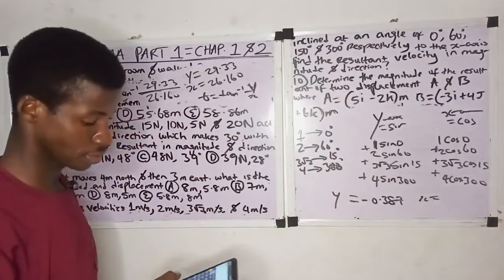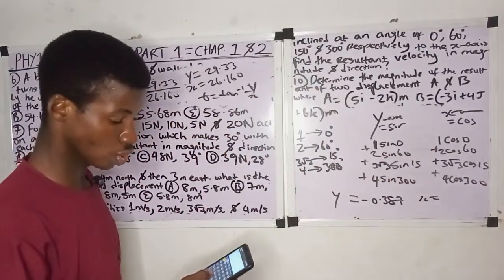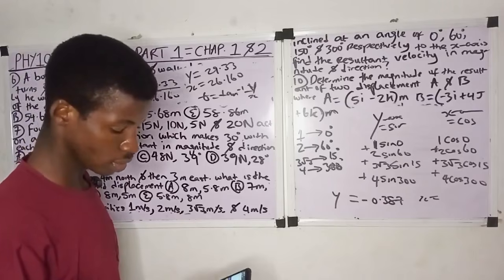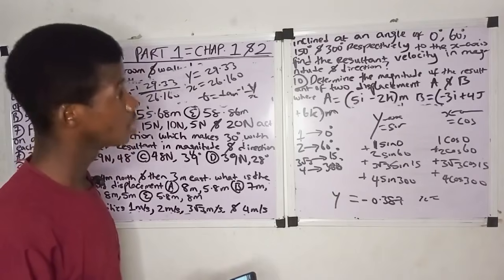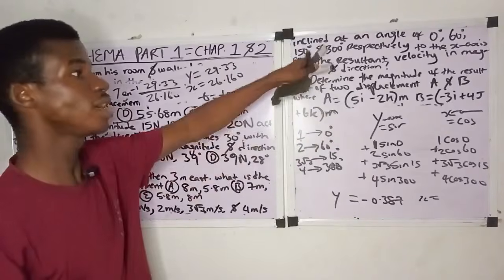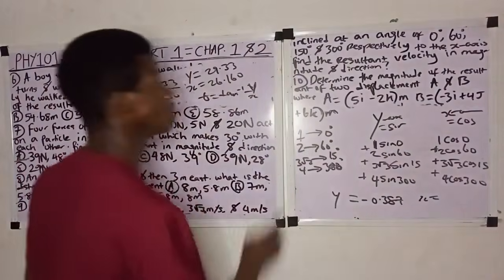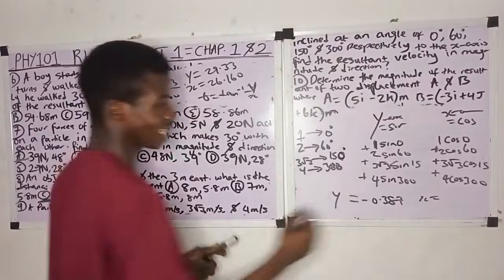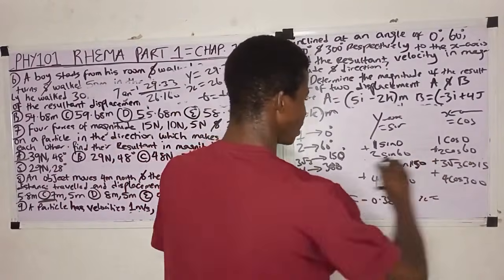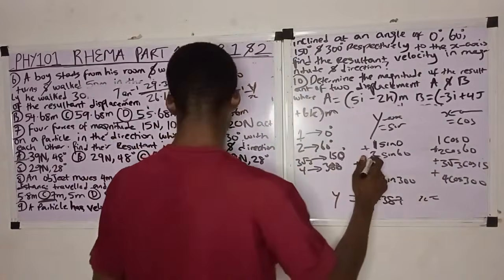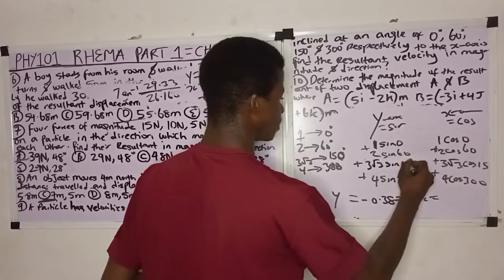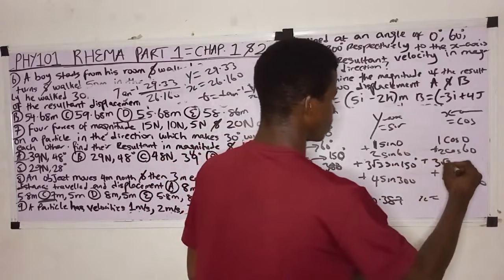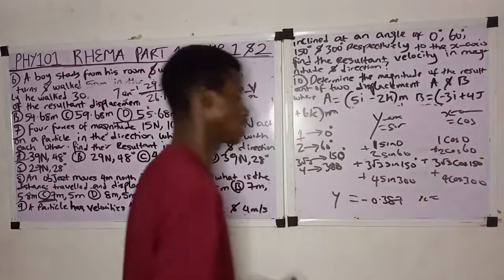1 cos 0 plus 2 cos 60 plus 3 root 3 cos 15. Okay, thank God, it is 150. Thank God I remembered early. It's 150 degrees, not 15. So plus 3 root 3 sine 150, and plus 3 root 3 cos 150 degrees.